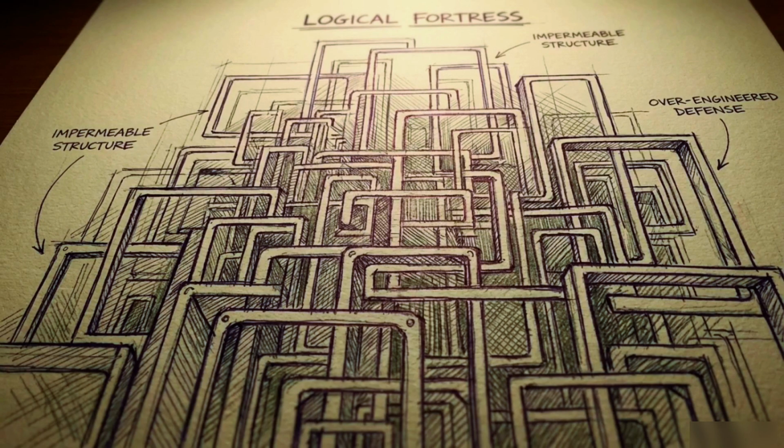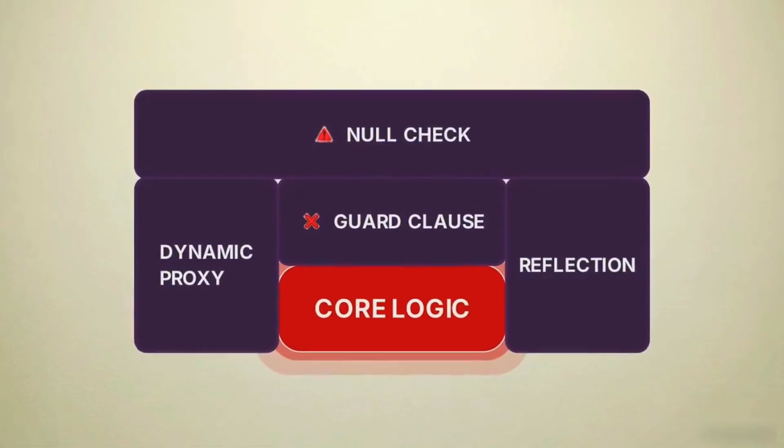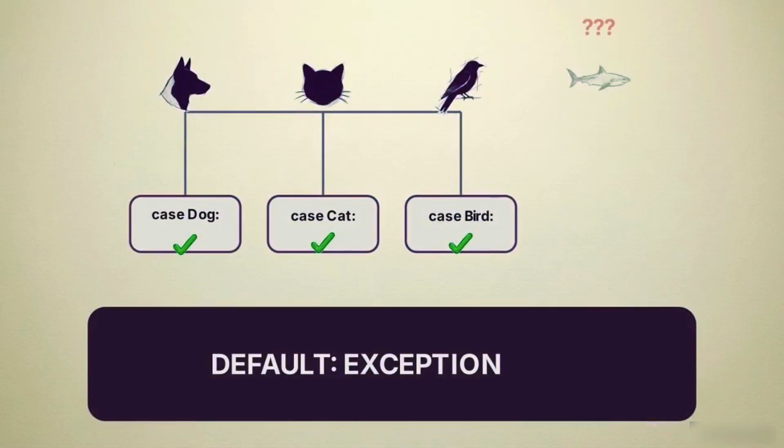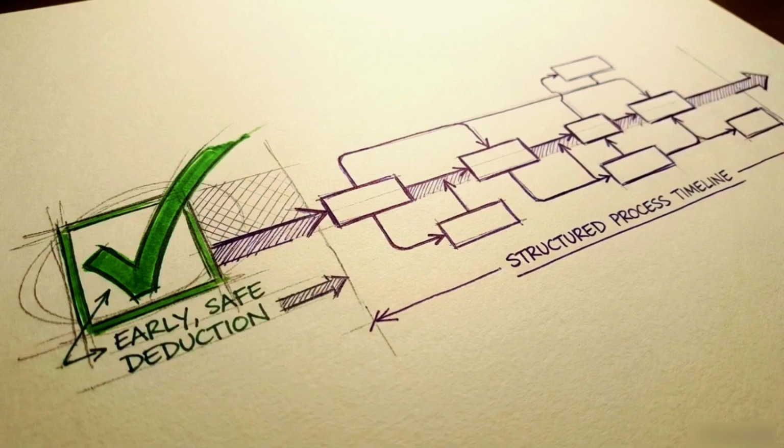To prevent this, developers traditionally build fortresses of boilerplate. We wrap logic in dynamic proxies, stack defensive guard clauses, and rely on default switch cases that throw exceptions when an unknown state appears at runtime.